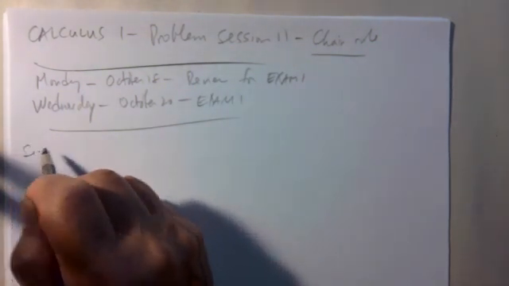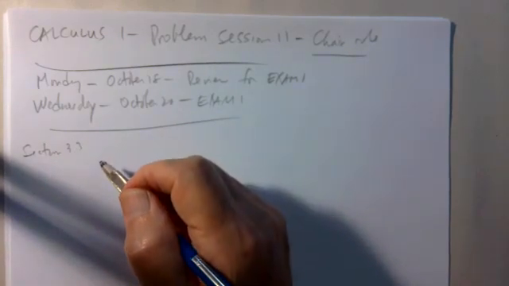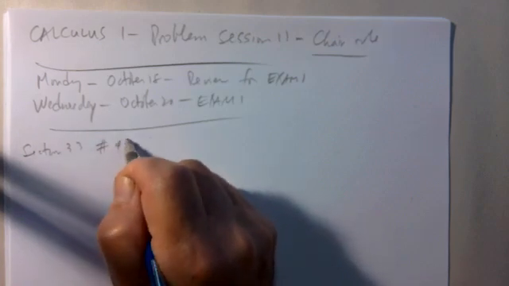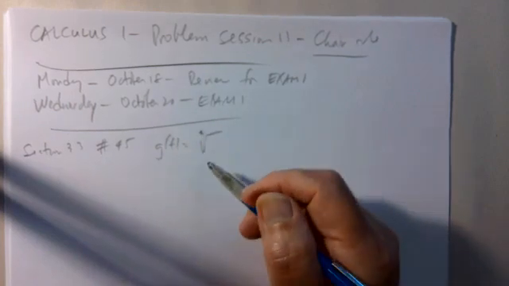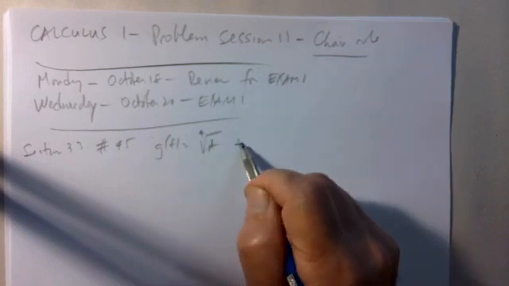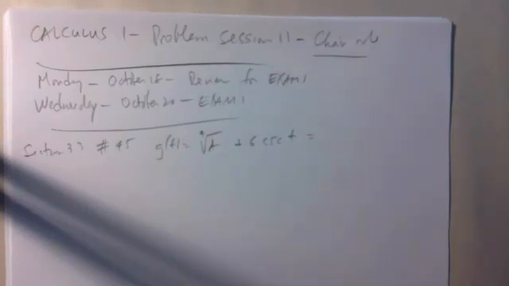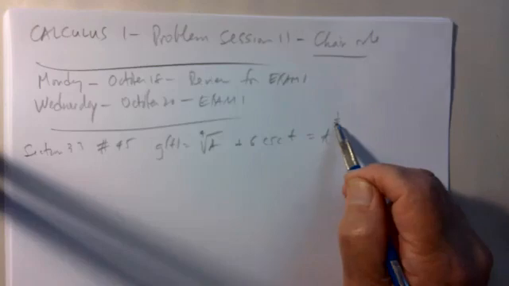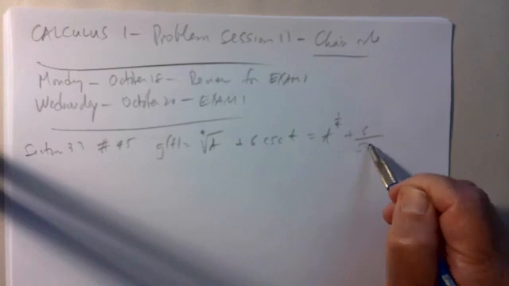So this was section 3.3, number 45. We have the function g of t, which is written like this: the fourth root of t plus 6 times the cosecant of t. And it's a little bit easier if you write roots as exponents. So the fourth root of t is t to the power 1/4, and the cosecant is 1 over the sine.